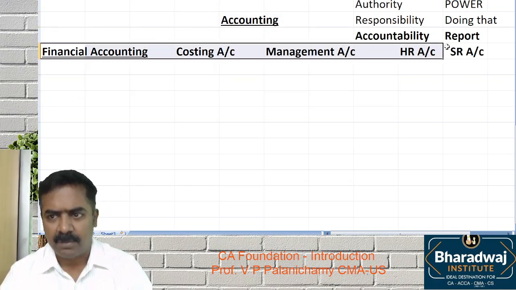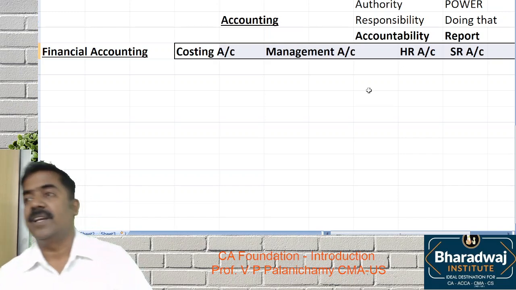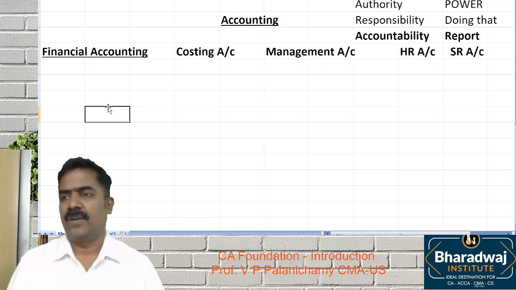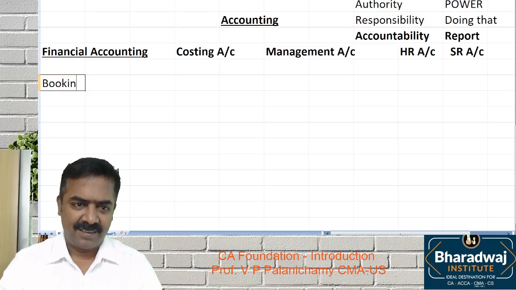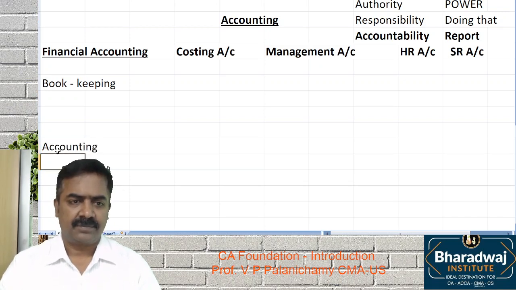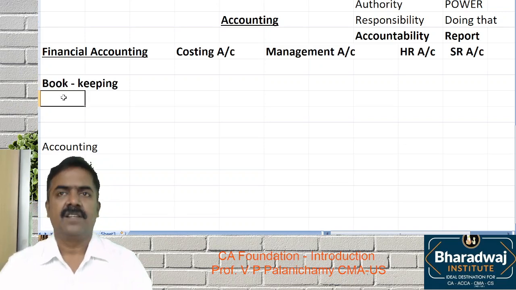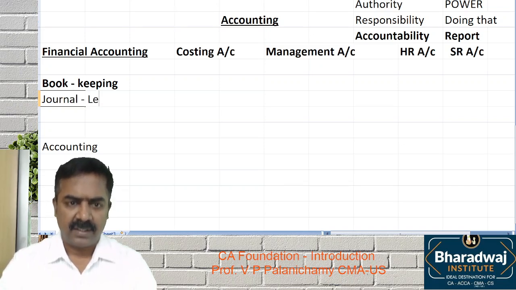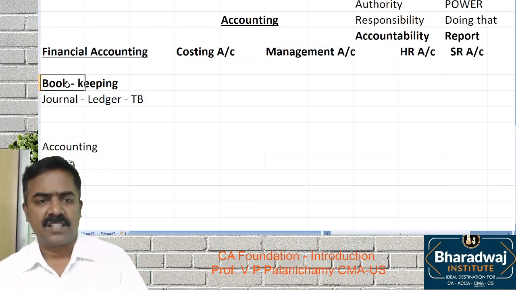Now coming to this, what are the branches of accounting? Financial accounting, cost accounting, management accounting, human resource accounting, and which one? Social responsibility accounting. Financial accounting, what are we going to do in financial accounting? There are two aspects. Bookkeeping, and the second one is accounting. What is bookkeeping? Simple. Recording the transactions. We buy, we sell. All the monetary transactions are recorded in the journal and ledger, and we prepare the trial balance to check whether debits are equal to credits. This is the first part of accounting.